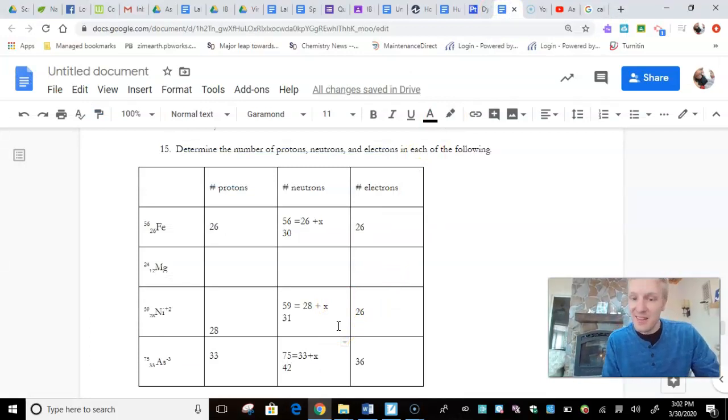Hope you enjoyed this. This is figuring out how many protons, neutrons, electrons are found within an atom.